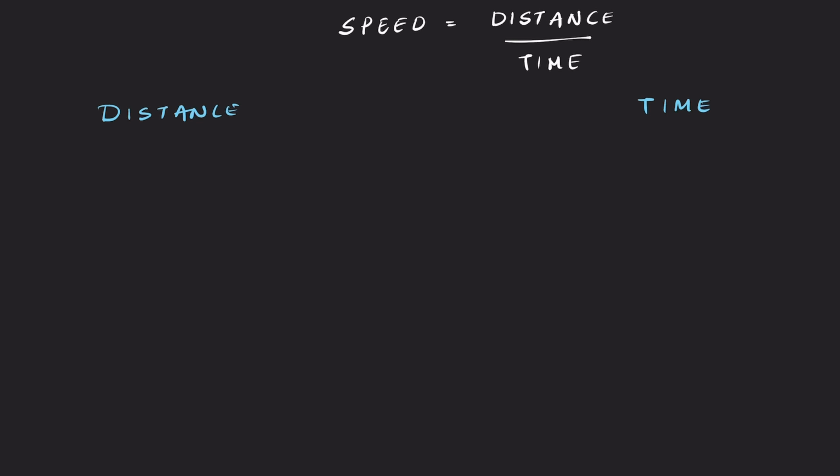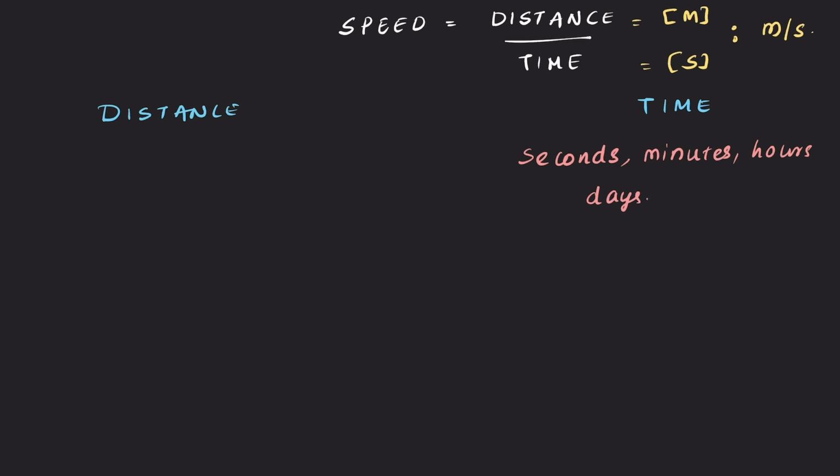From the formula itself. Distance is measured in meters. Time is measured in seconds. So the unit of speed becomes meter per second, written as m per second. As simple as that. But of course, we don't always measure in meters and seconds. Remember from our lessons on time, we saw that time can be measured in seconds, minutes, hours, days, and so on, depending on whether we're measuring something short or long. It's the same with distance.